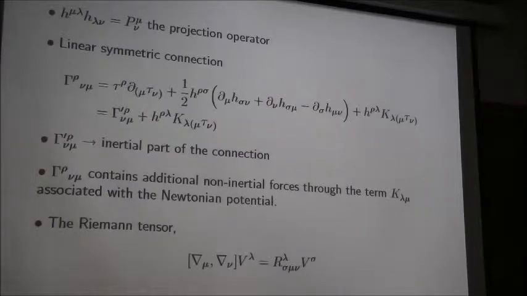And as we have a connection, we can talk about the Riemann tensor, which can be evaluated in the following general way: we take the commutator of the covariant derivatives ∇_μ and ∇_ν, and it gives the Riemann tensor.